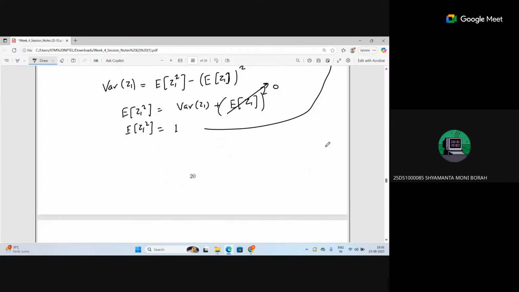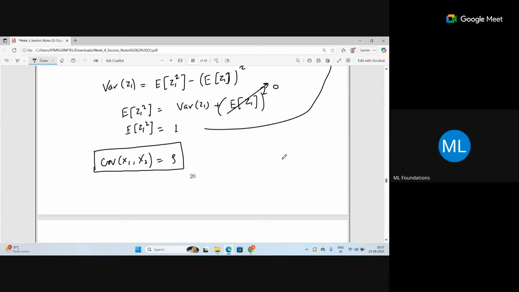Rho. So the covariance of x1 and x2 is equal to rho, right? So can you say that x1 and x2 are independent? No, right? Because they will be independent only when the covariance rho is 0.